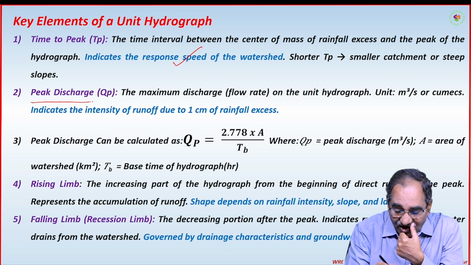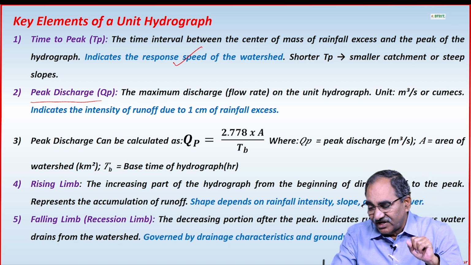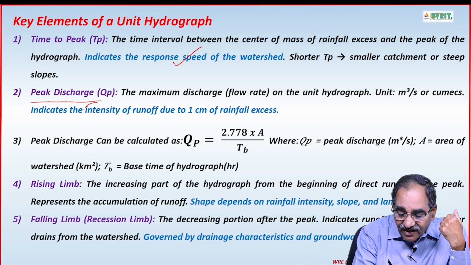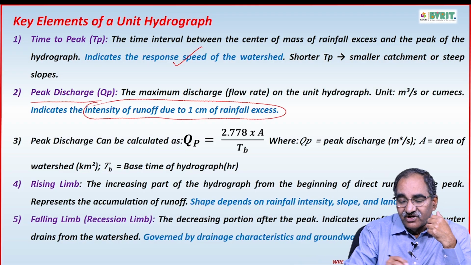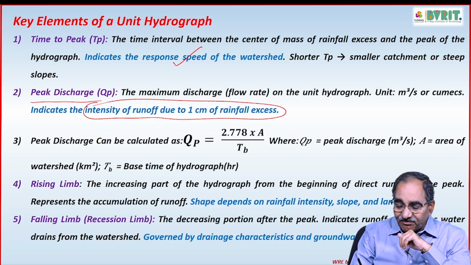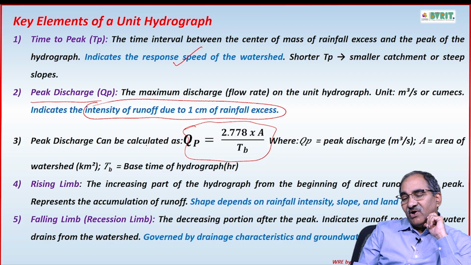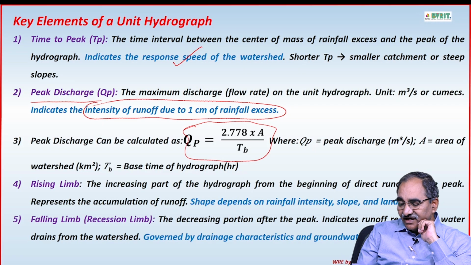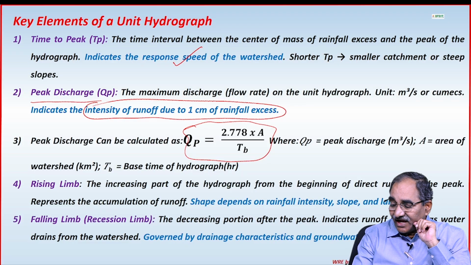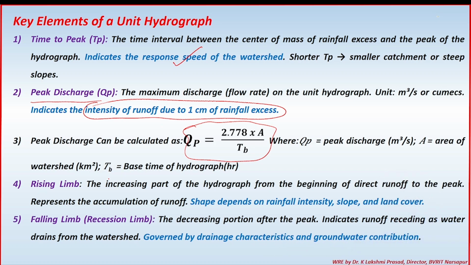Then peak discharge. The peak discharge means the maximum flow rate on the unit hydrograph, which is in meter cube per second. It indicates the intensity of runoff due to 1 centimeter rainfall excess. The peak discharge can be calculated as 2.778 into A by TB, which is only an approximate formula, where A is the area of the catchment in kilometer square, and TB is the base of the unit hydrograph.